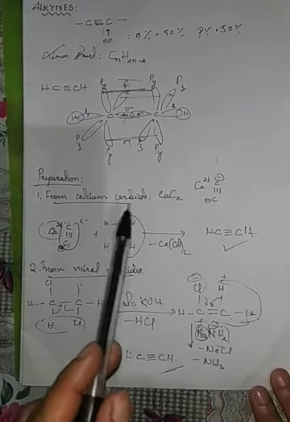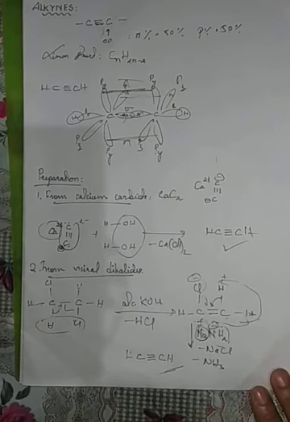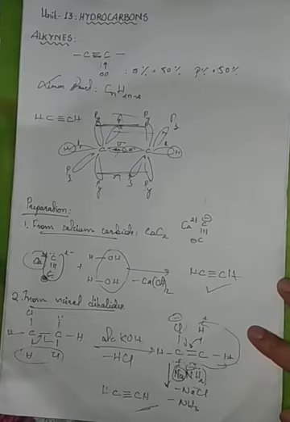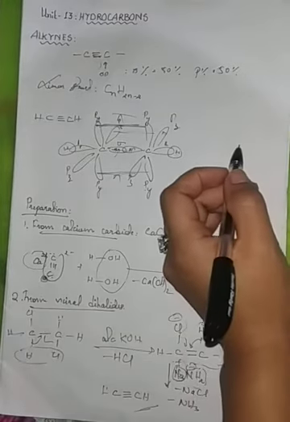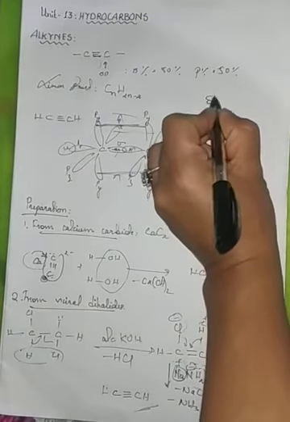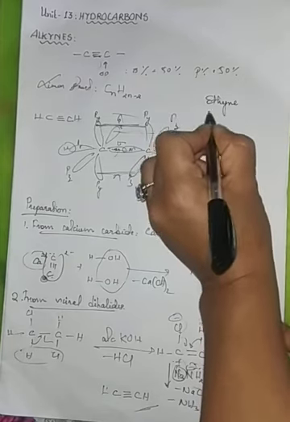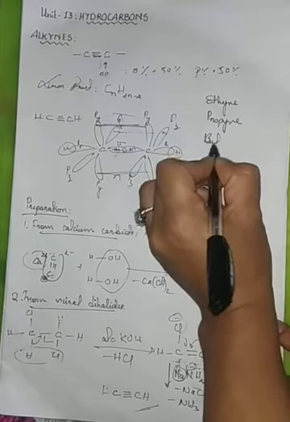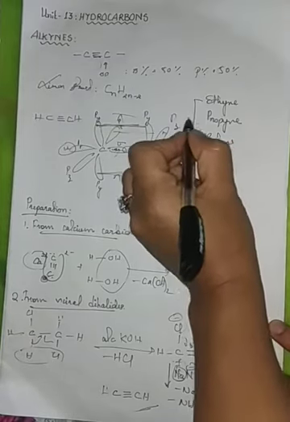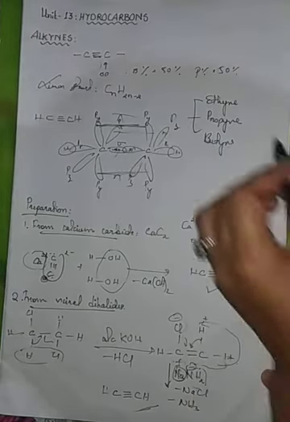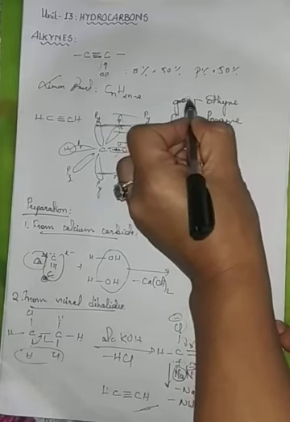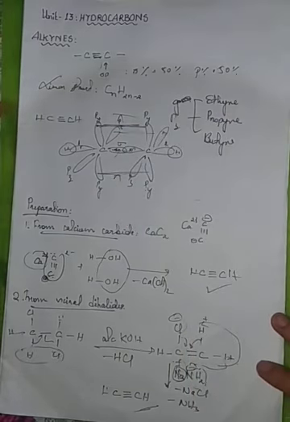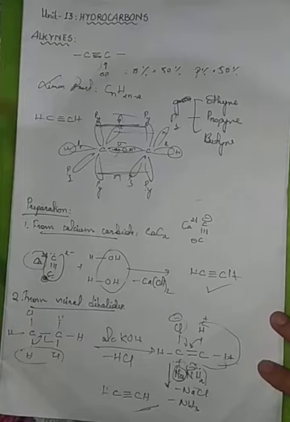The first one is from calcium carbide. The second one is from vicinal dihalides. Now, if we check the physical properties of alkynes, it is seen that the first three alkynes, ethyne, propyne, and butyne, are gases. Then from carbon number 4 to carbon number 8 are liquid, and the higher alkynes are solid.